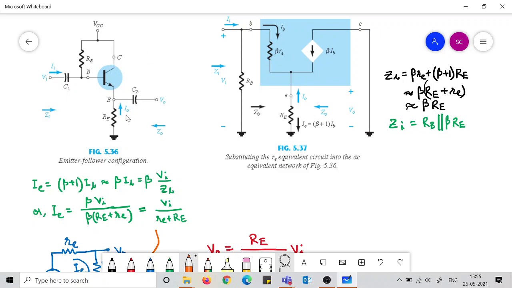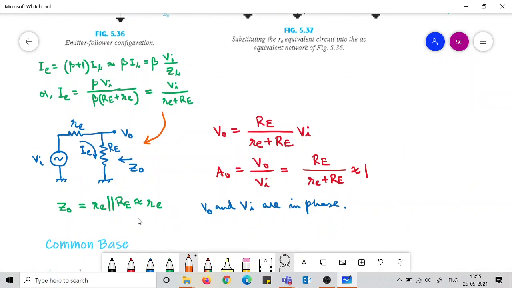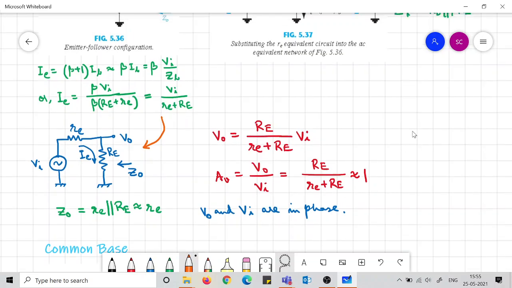For emitter follower, what happens? Output is not at the collector, output is at the emitter only. So this input resistance small re also affects the output impedance. That is what we are seeing here. And since this small re is less than capital RE, output impedance basically becomes very much equal to small re only. This is something very peculiar about the emitter follower case.